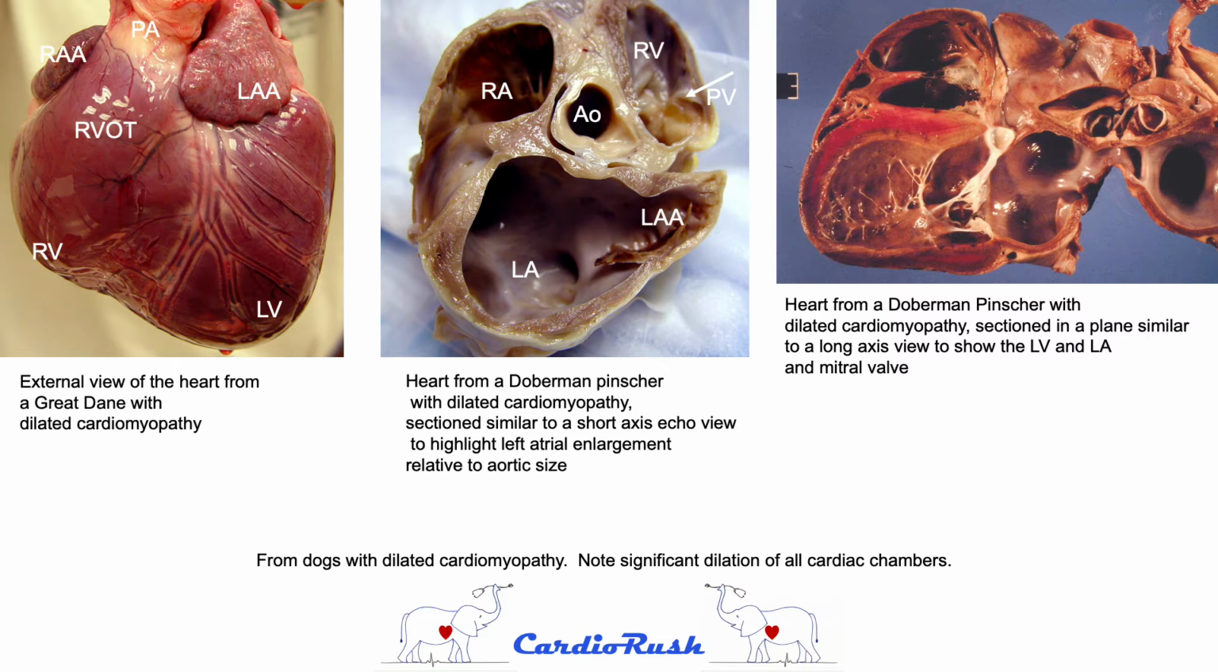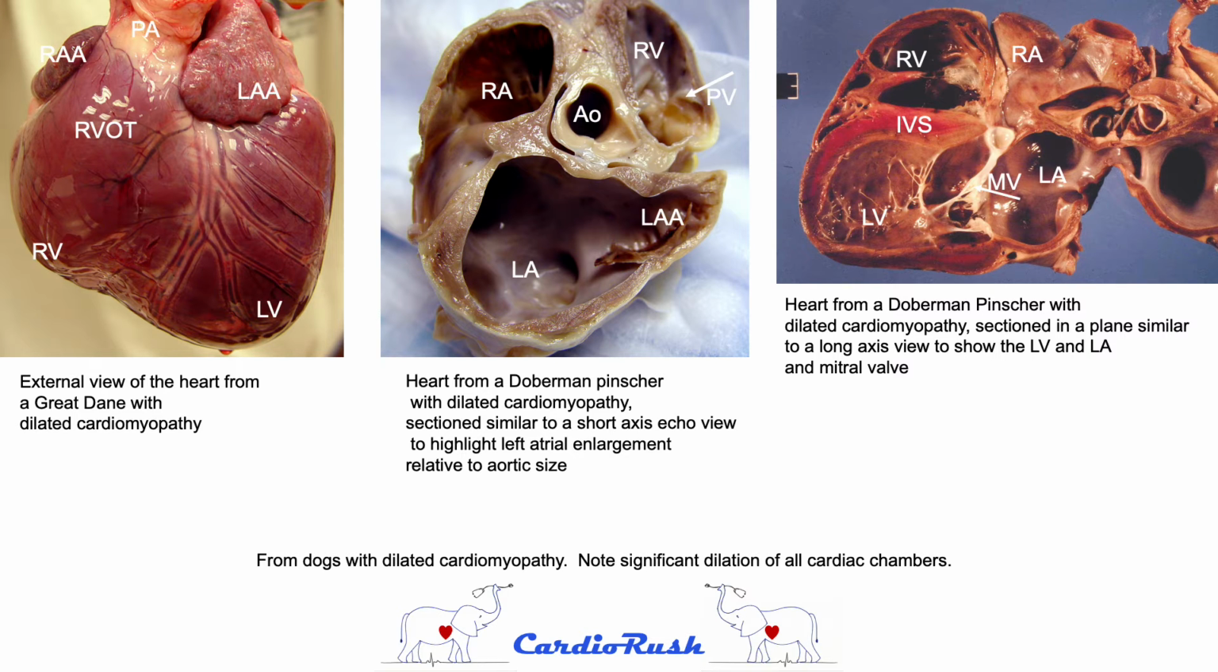And on the right-hand panel, we have a long axis slice through the left ventricle, left atrium, mitral valve, and right ventricle of another Doberman Pinscher with dilated cardiomyopathy, showing dilation of all four cardiac chambers, some atrophy of the papillary muscle, thinning of the left ventricular free wall.